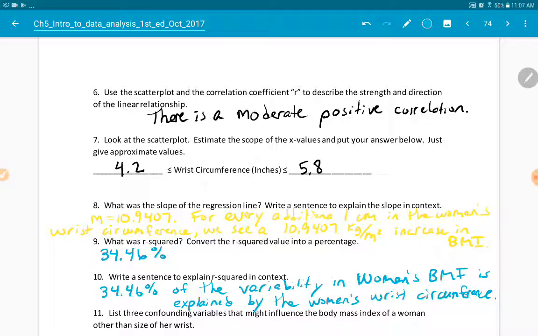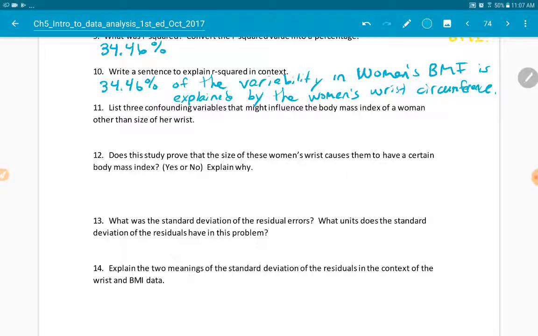Okay, number 11. List 3 confounding variables that might influence the BMI of a woman other than size of her wrist. These answers can certainly vary. Some that I can think of off the top of my head might be muscle mass, weight, height.